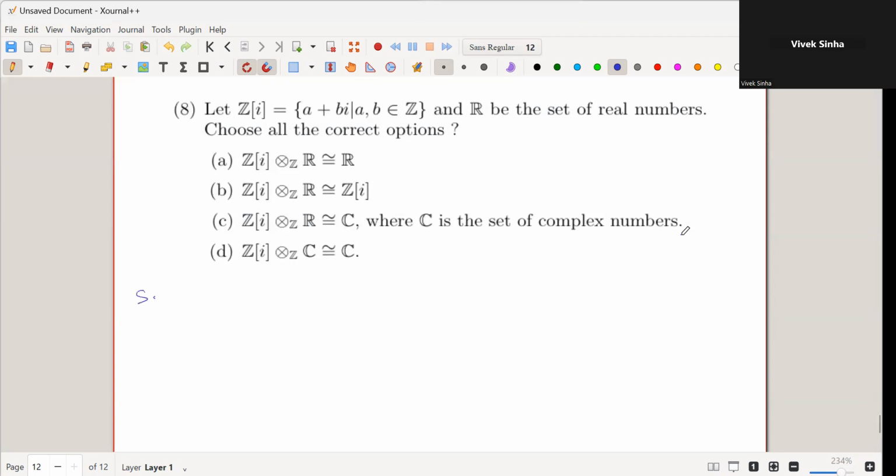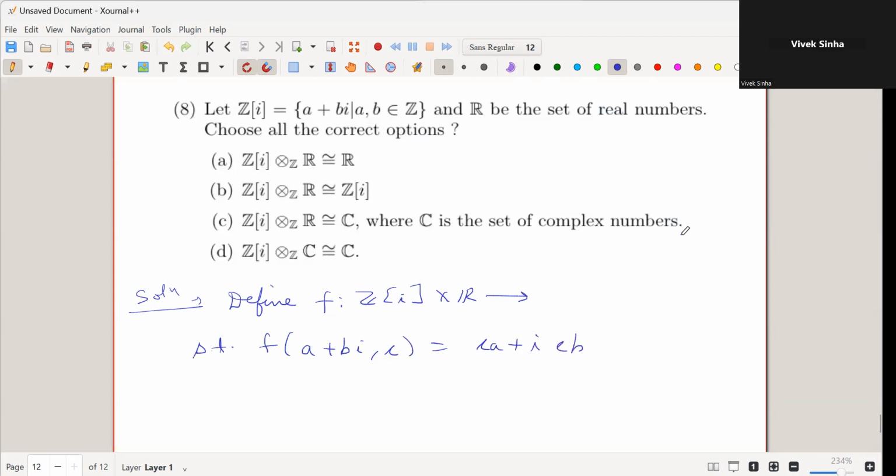The solution is to define a similar kind of map here also, that is f from Z[i] cross R. Again, I won't say the domain and codomain. First of all, we need to see f of, so an element of Z[i], this is a plus bi, and an arbitrary element of R is, let's say, c. You just define the multiplication in the usual sense. That's ca plus icb.